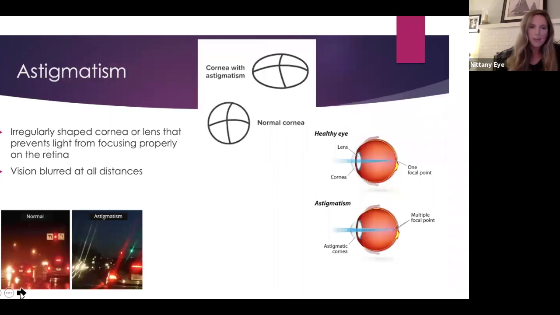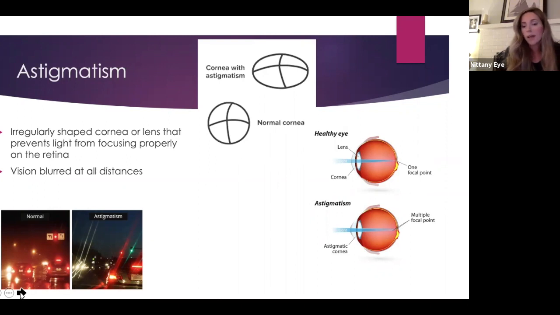So, astigmatism. This is not a disease. This is just a condition, and it is correctable with contacts or glasses. It basically means that you have an irregularly shaped cornea or lens that's preventing you from focusing properly on the retina. The structures within the eye are not perfectly round in this case; they're a little bit warped. You've heard the analogy: your eye's not round like a basketball, it's more shaped like a football. And this causes the light to bend differently and unevenly and causes that blur.